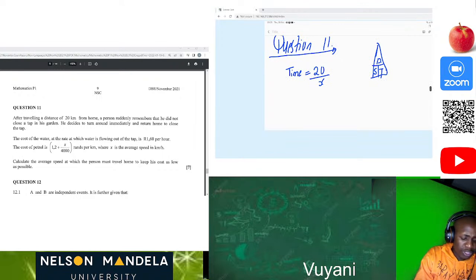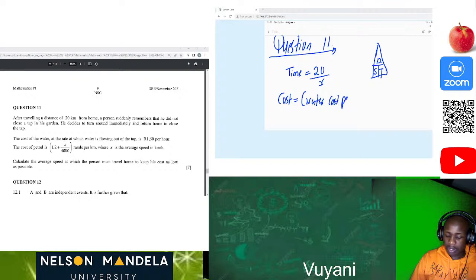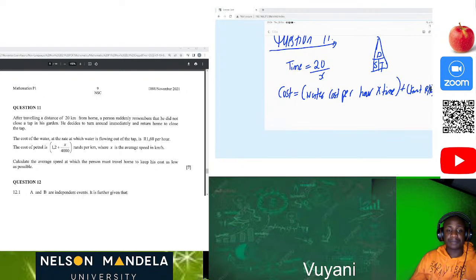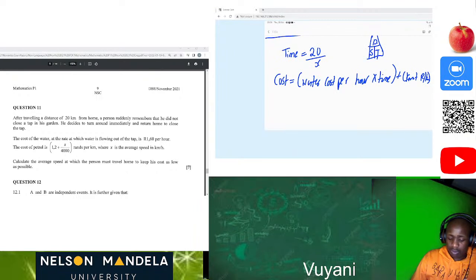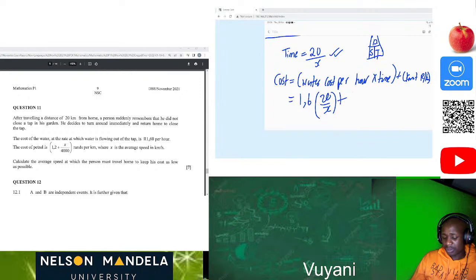Great. Then after that, what were we told? We were told that the cost will be equal to the water cost per hour multiplied by time, then we add the distance which you traveled times the amount per kilometer. So what is the cost of water? That's going to be easy for us. It was given as 1,6, so 1,6 is the cost per hour. Then you multiply by our time, which is 20 over x, plus the other part now: the kilometers which you covered is 20, multiplied by our 1,2 plus x over 400.